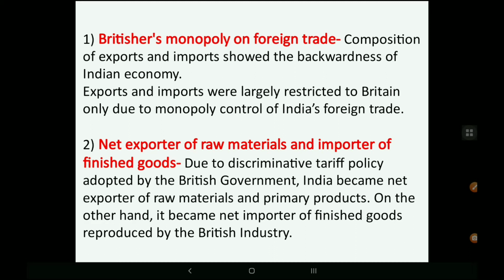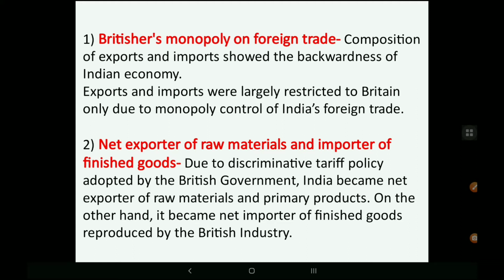Now the second point is net exporter of raw materials and importer of finished goods. Due to the discriminative tariff policy adopted by the British government, India became a net exporter of raw materials and primary products. On the other hand, it became a net importer of finished goods produced by the British industry.